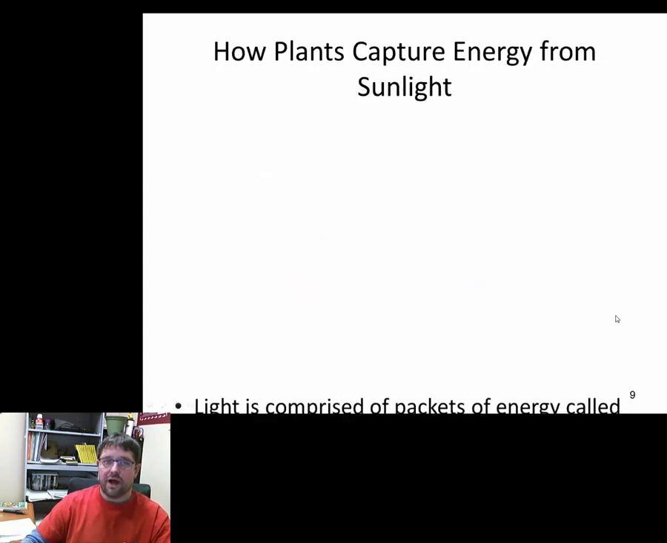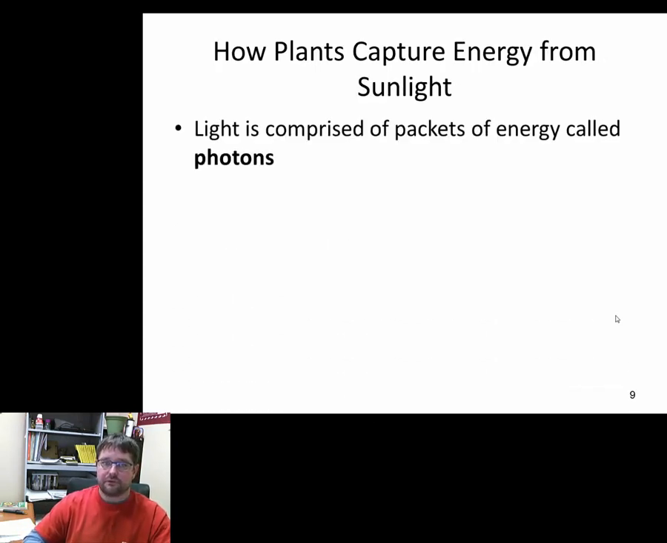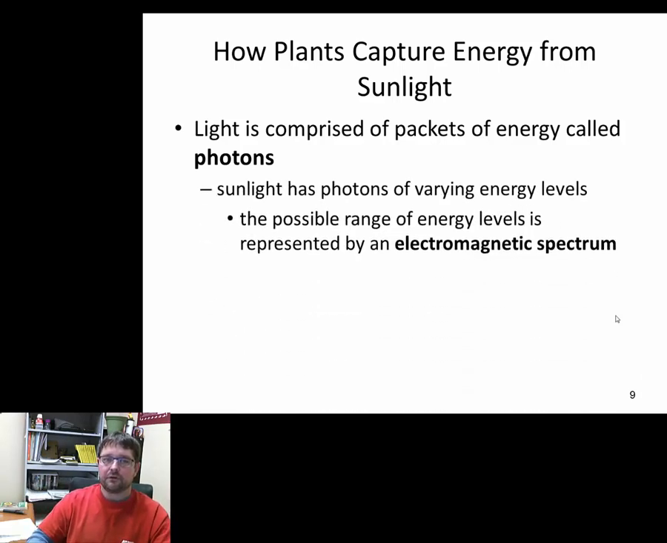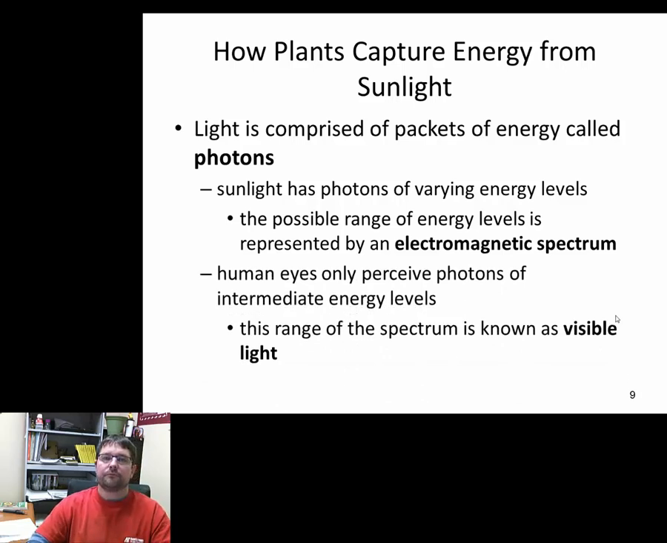Okay? So how do plants capture energy from the sun? All right. Now, you keep hearing me say photons, photons, photons. Photons are just packets of energy, light energy. Now, these photons come at very different energy levels, and they can look differently, and they can have different patterns and things like that, and they occur on a range of energy, and we can represent them in a range of energy called the electromagnetic spectrum, which we'll look at in a second.